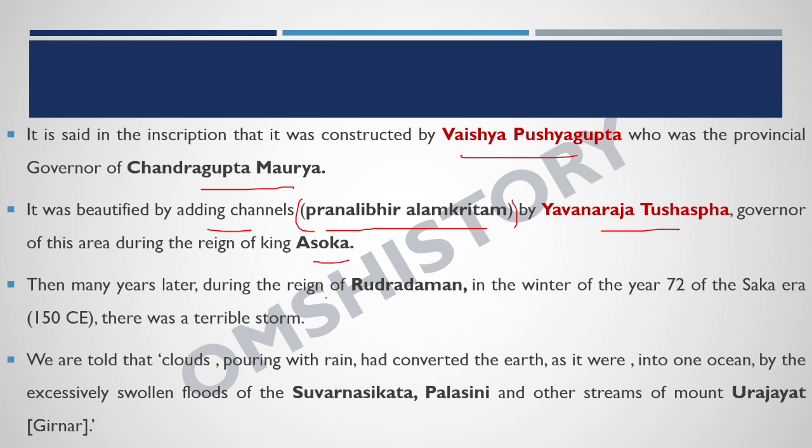And then many years later, during the reign of Rudradaman, in the winter of year 72 of the Saka era, in 150 AD, there was a terrible storm which broke the dam. It is said that clouds pouring with rain had converted the earth into an ocean by the excessive swollen floods of two prominent rivers, that is Suvarnasikata and Palasini. These streams were coming from Urjayat, or Girnar Mountain. So the names of these two rivers also become important, as they are given in this inscription.